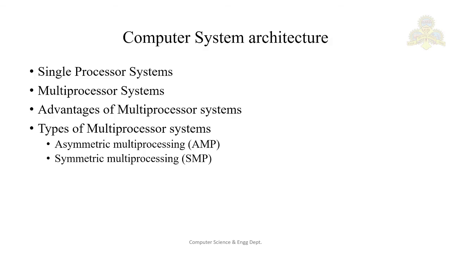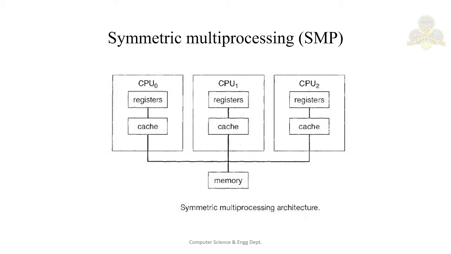So this is the basic diagram of symmetric multiprocessing architecture. As in the diagram you can see, you have three processors. They have their own work. They just behave as peers. There is no master-slave relationship between them. So this is about multiprocessing systems.